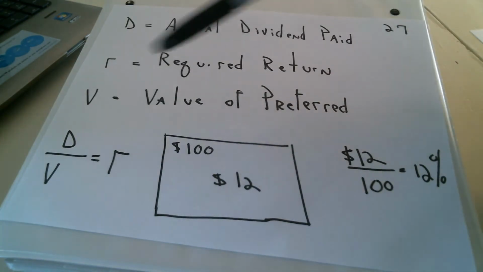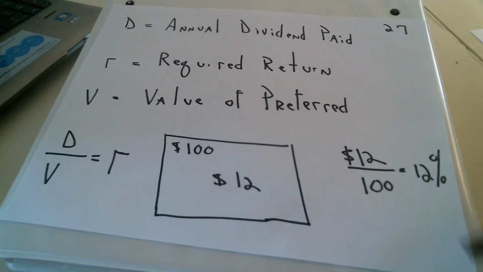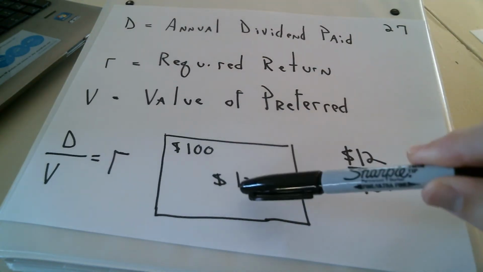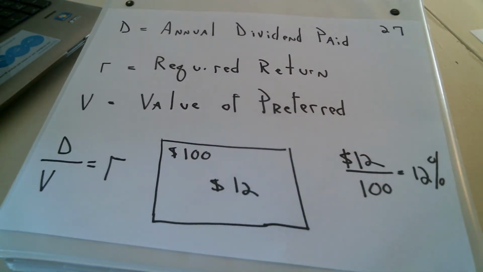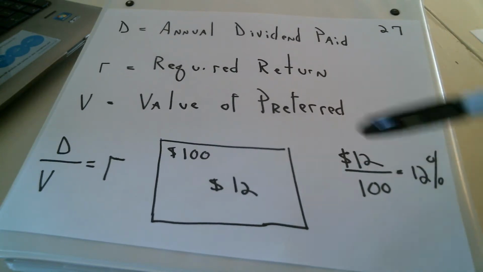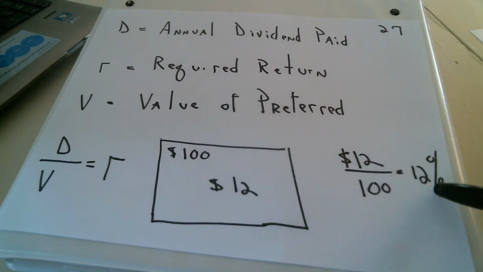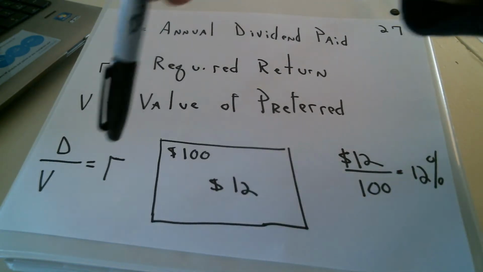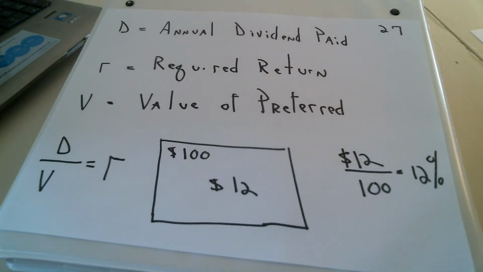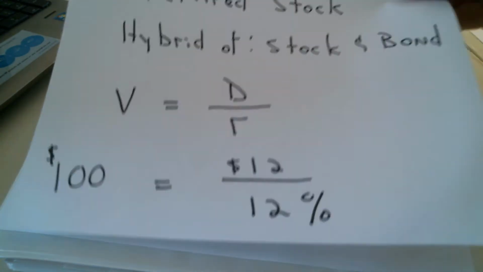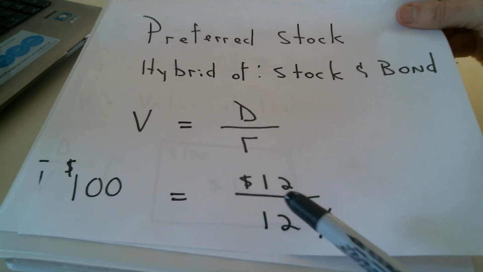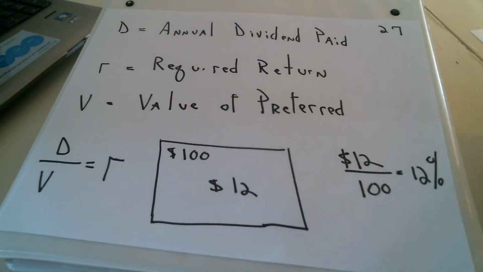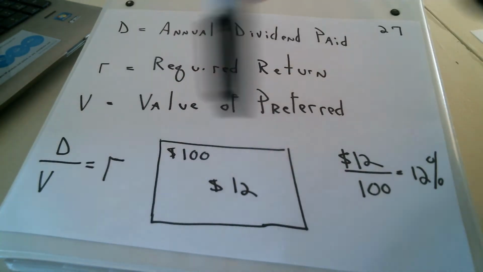So again, we just reorganized the previous problem. Here is your face value, 100 bucks. It's going to pay $12 per year as a dividend. So 12 bucks over the value tells us it's a 12% return. So R is 12%. Previously we looked for the value based on the other two variables. Here we're given the other two variables, and now it gives us 12%.